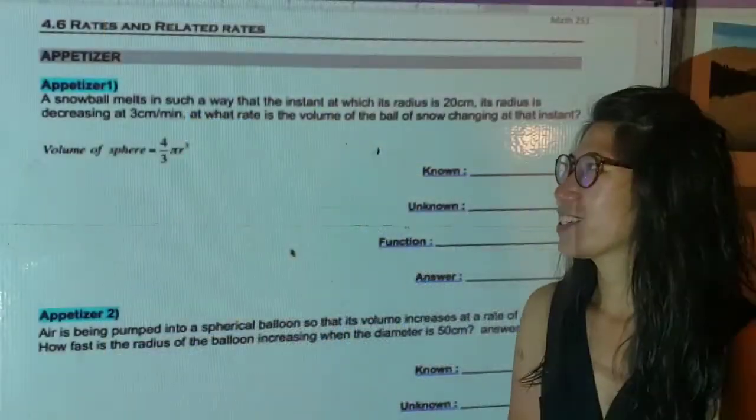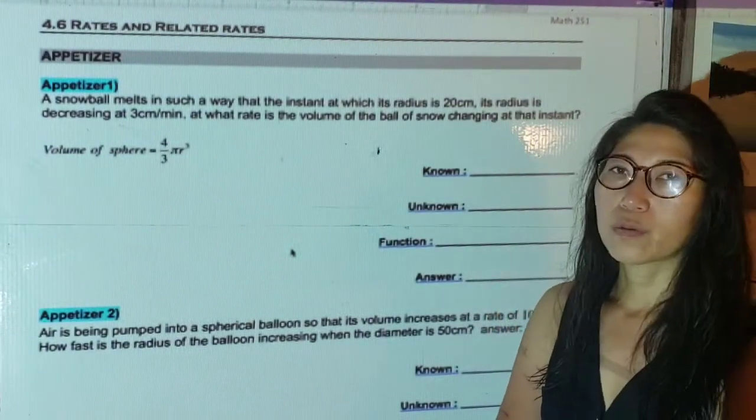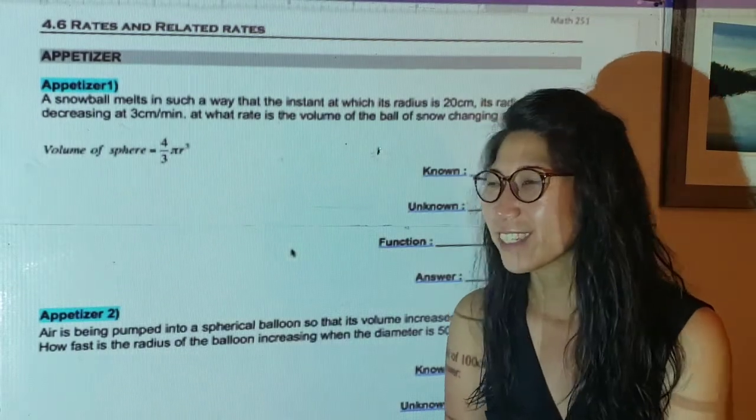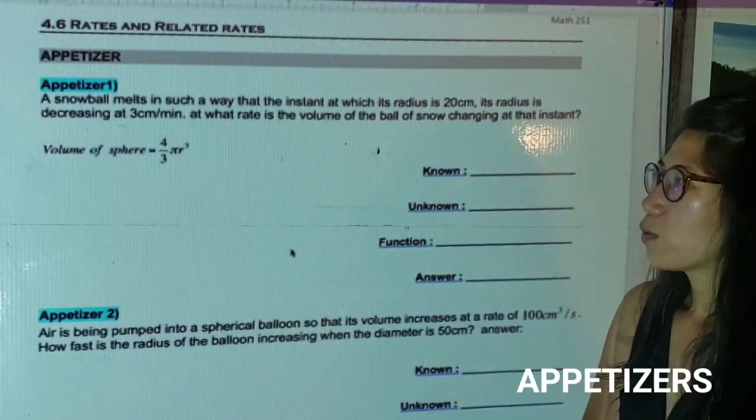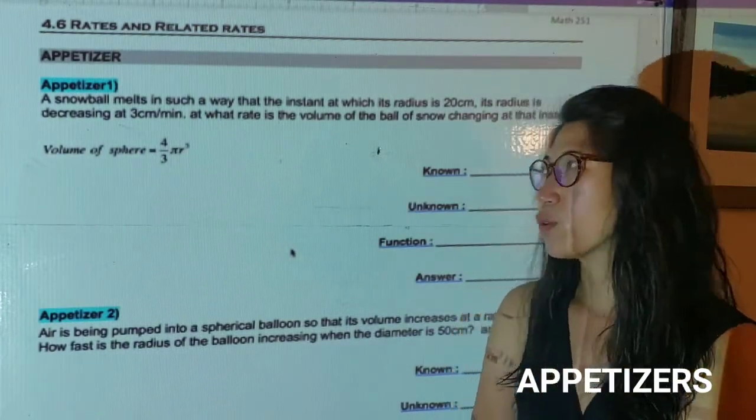Okay, class, we are going to study section 4.6, rates and related rates. This is another part where we are using calculus in real life. I want you to look at some examples and then think about it. Some of them you'll be surprised by and some of them you may already know.